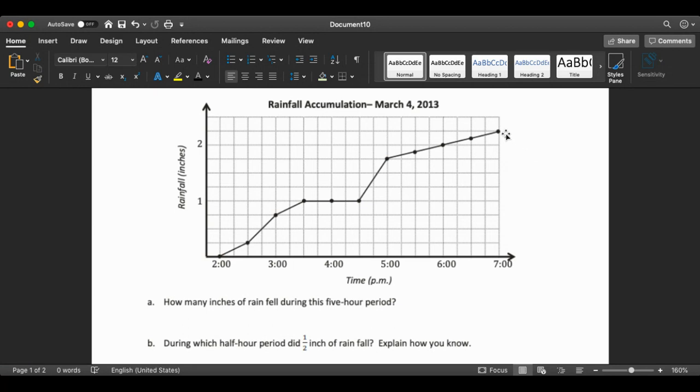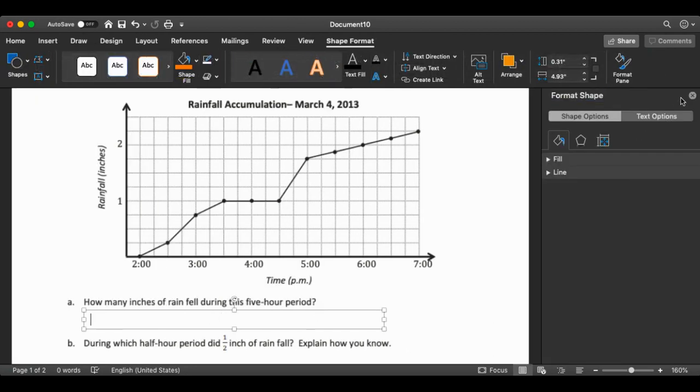So we're trying to find out the total accumulation of the rain, which means I'm looking for the last time here. It's a 5-hour period of time, which ends at 7 o'clock. So I'm looking for this amount right here. If I go up from 7, I look to see where this point is. I can drag across, and I notice it's just above the 2 inches. So this would be 2 1/4 inches. So in a 5-hour period of time, 2 1/4 inches of rain fell.